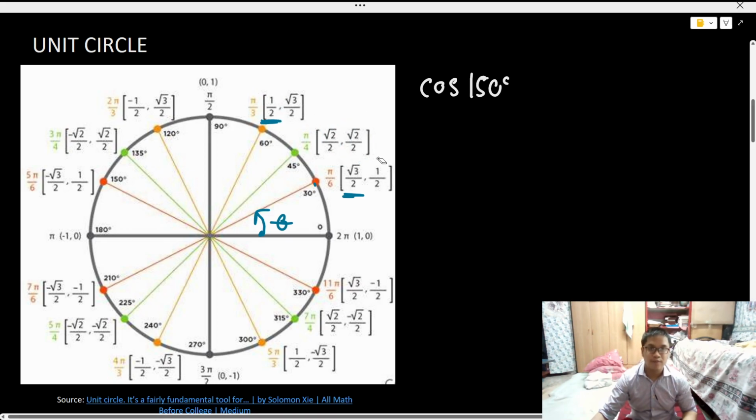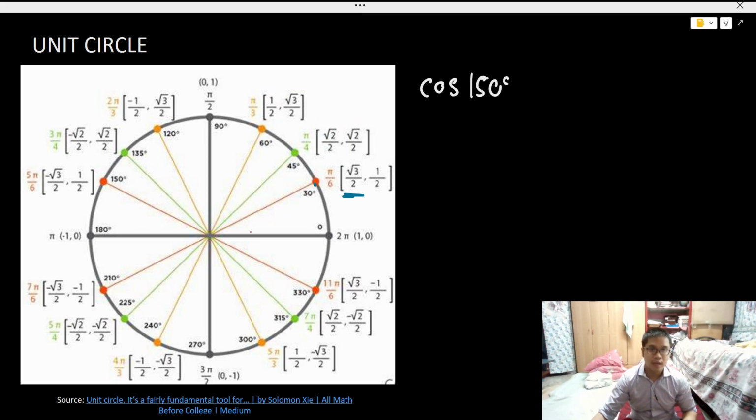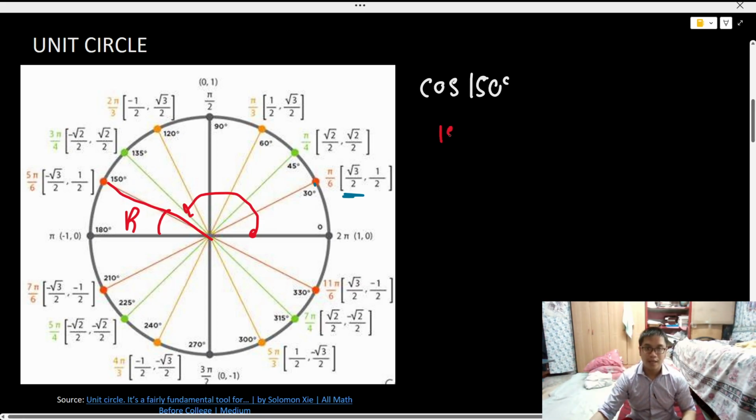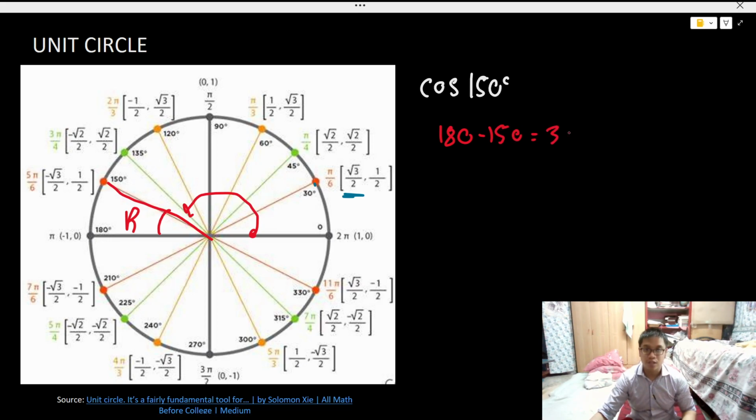So where's cosine 150 degrees? It's here, right? So the total angle is 150 degrees. Get the reference angle. Recall that if the angle is in the second quadrant, you subtract the given angle from 180. So 180 minus 150, the answer is 30 degrees. Meaning cosine 150 degrees is just the same as cosine 30 degrees.